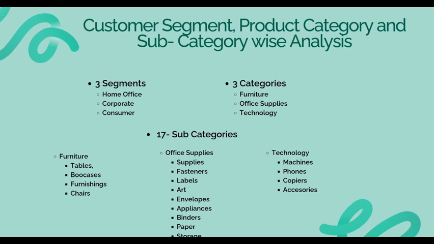Then you have three categories of products that the company is selling: furniture, office supplies, and technology. And we have a total of 17 subcategories, of which the furniture category has 4 subcategories, the office supply category has 9 subcategories, and the technology category has 4 subcategories. So that's what you can see in this presentation.